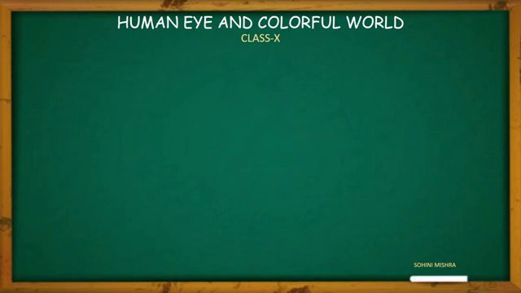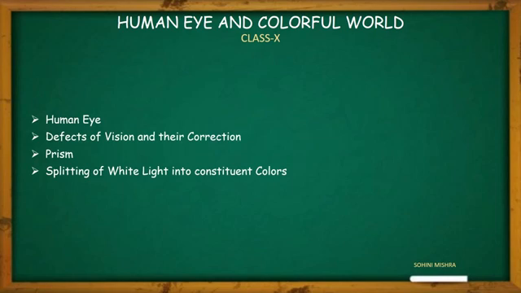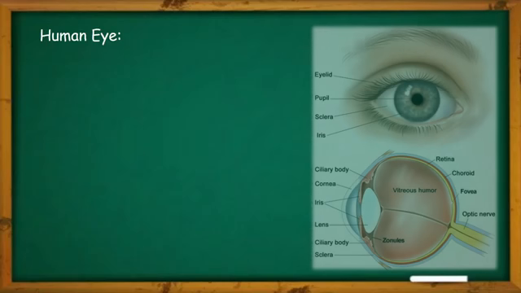So in this chapter we'll be studying about the human eye, defects of vision and their correction, prism, splitting of white light into constituent colors, atmospheric refraction. Now let us know about the human eye.